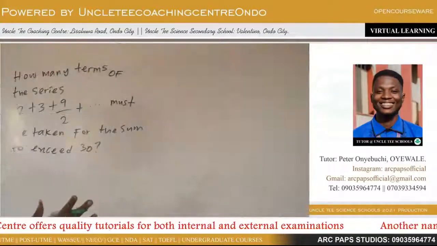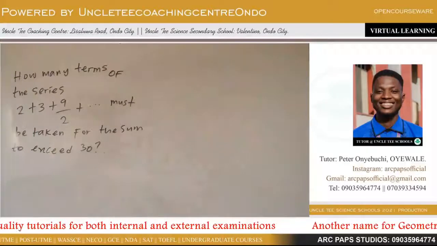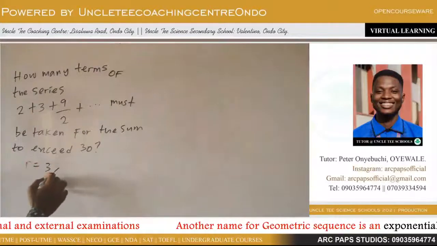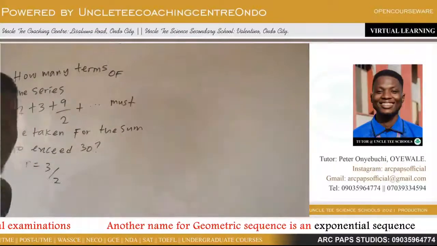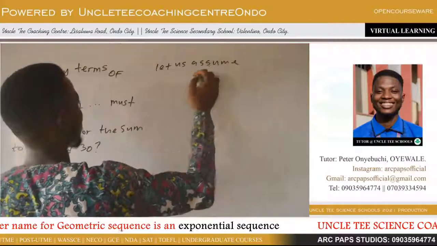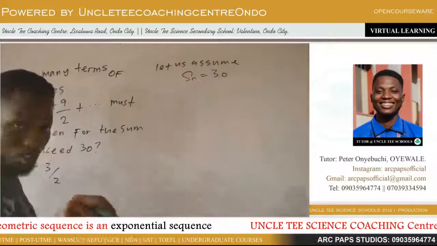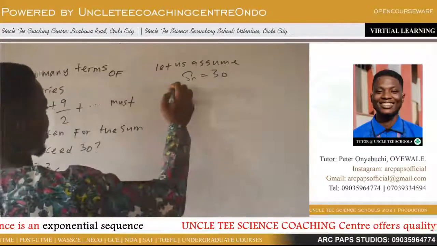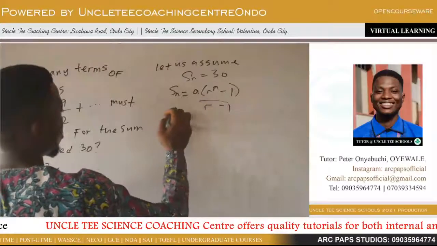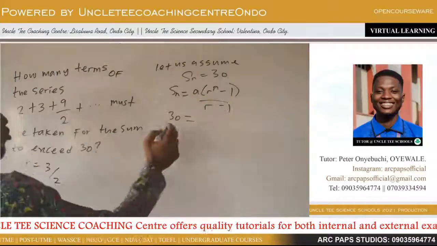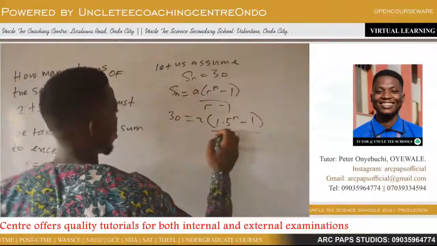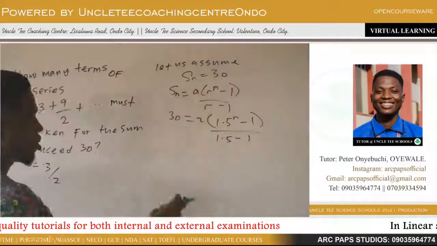Now in this question, we ask how many terms of the series 2 plus 3 plus 9 over 2 must be taken for the sum to exceed 30. Let's assume that we want to find the number of terms at which we're going to attain a sum of 30. Now we know our R is 3 over 2 already, so Sn will give us A times R raised to power n minus 1 over R minus 1. 30 is equal to our A, which is 2, times 1.5 raised to power n minus 1 over 1.5 minus 1, which is actually 0.5.